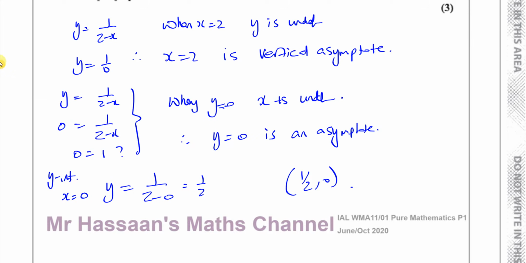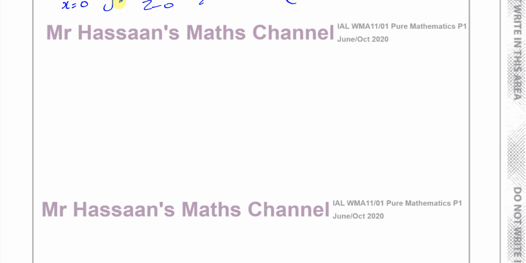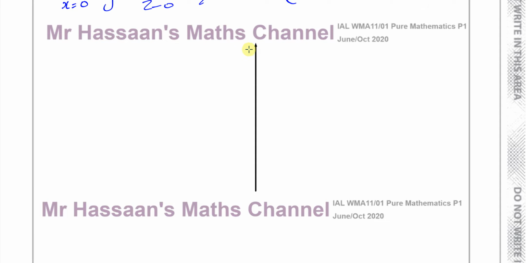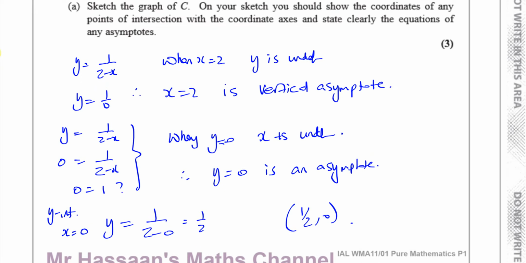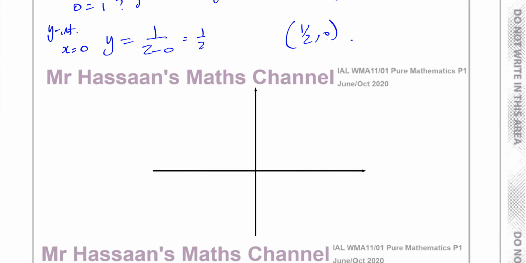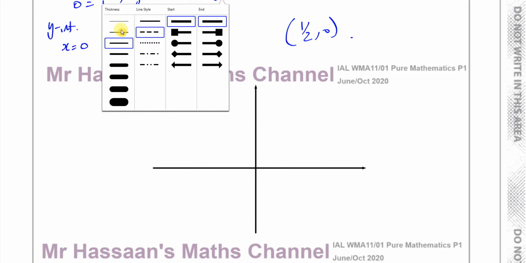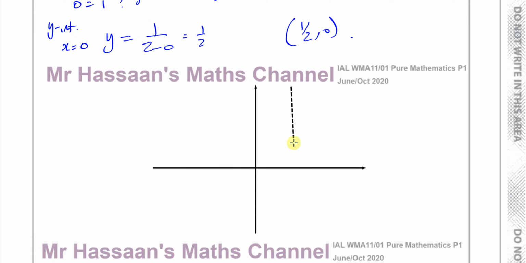Okay, so if we were to draw this graph, it will look something like this. Always draw your axes with a ruler. Okay, now we've already determined that the asymptote is x equals 2. So I know that there's an asymptote at x equals 2. So let's draw that here. Let's say this is x equals 2.